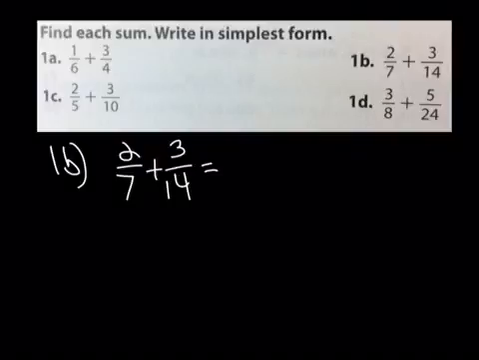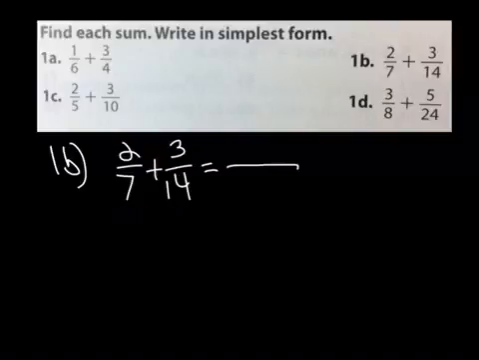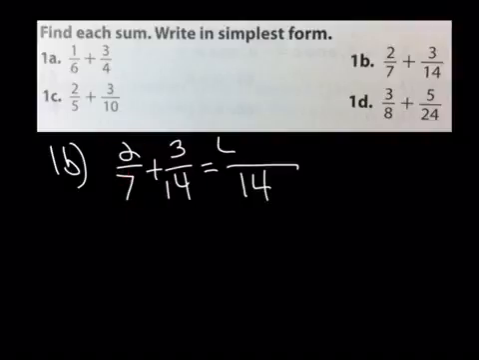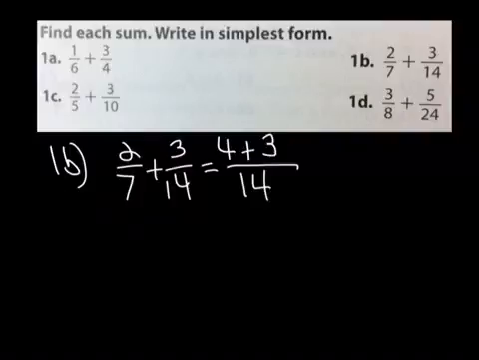Okay, let's try 1b. Our denominators are 7 and 14. These are both multiples of 7. So the least common multiple is going to be 14. I didn't have to change this one, and this one I just had to double it. So if I double this, I double this, and I get 4. Okay, and because I didn't change the 14, I don't change the 3, and I get 7 over 14, which, when it's simplified in simplest form, is a half.